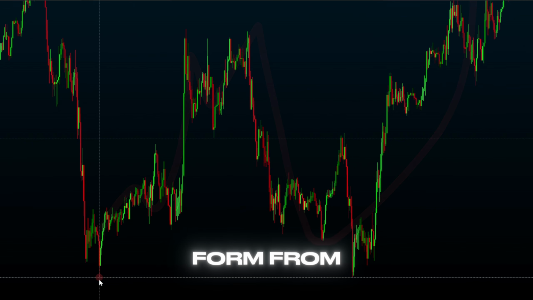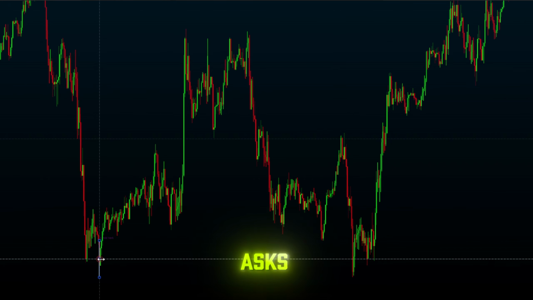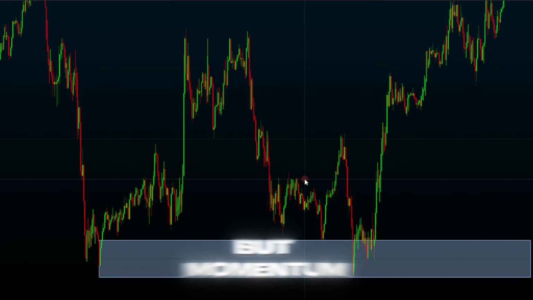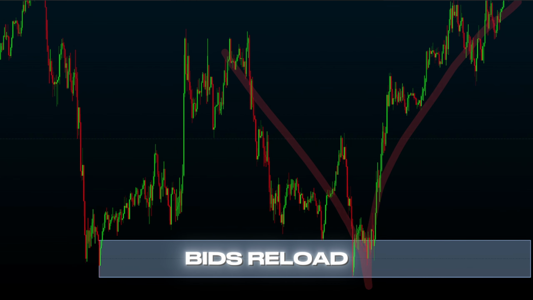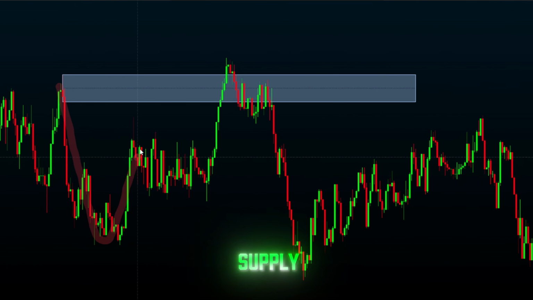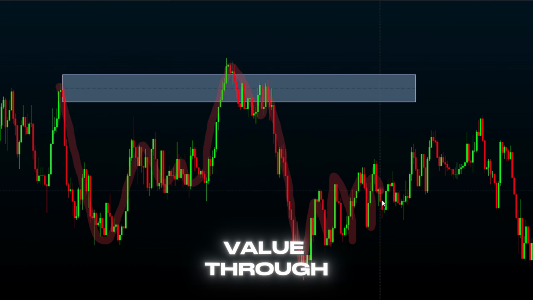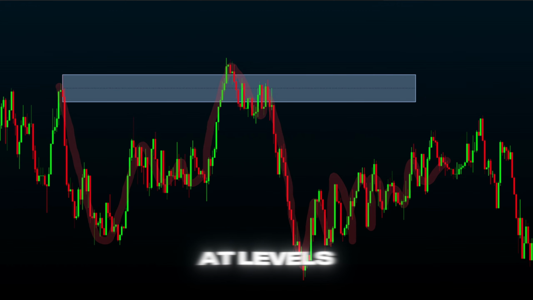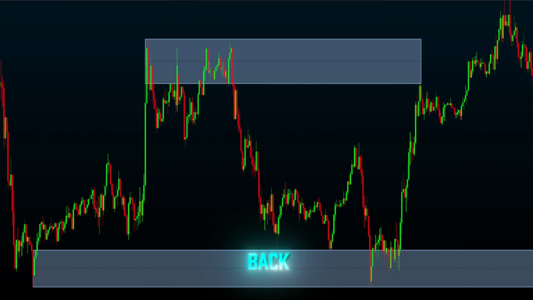Logically, these form from imbalances. A sudden buying surge clears all asks up to a level, but momentum skips deeper auctions, creating a demand zone below where unfilled bids reload. A sharp sell-off depletes bids, leaving supply above where unfilled asks defend. Theoretically, from auction market theory, the market seeks fair value through time spent and volume at levels. Zones are unauctioned residues, pulling price back 70–80% of the time to complete the discovery.